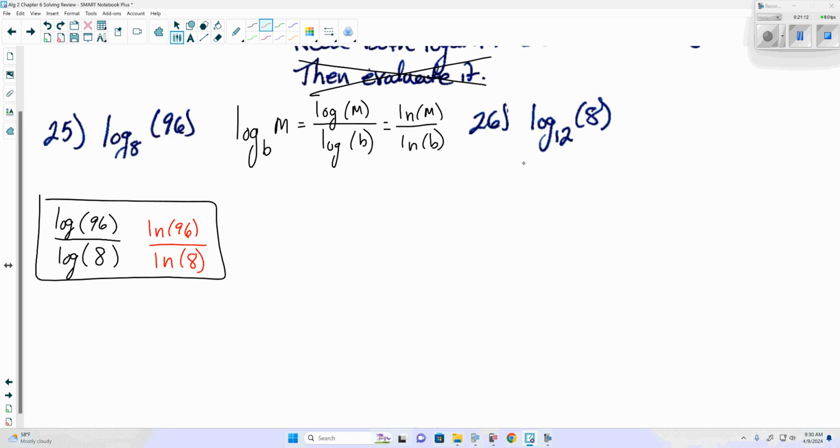Our next one. Log base 12 of 8. It'd be log of 8 over log of 12. Or we could say the natural log of 8 over the natural log of 12. That's it. That's why I put these on the test, to have something that y'all can do real quick, get a few easy points to tack on at the end.